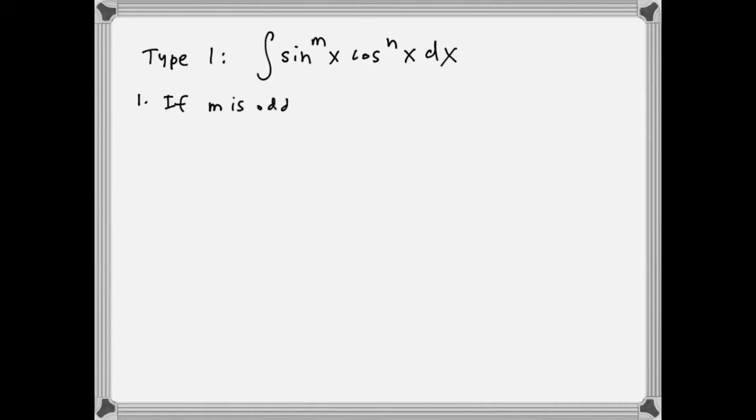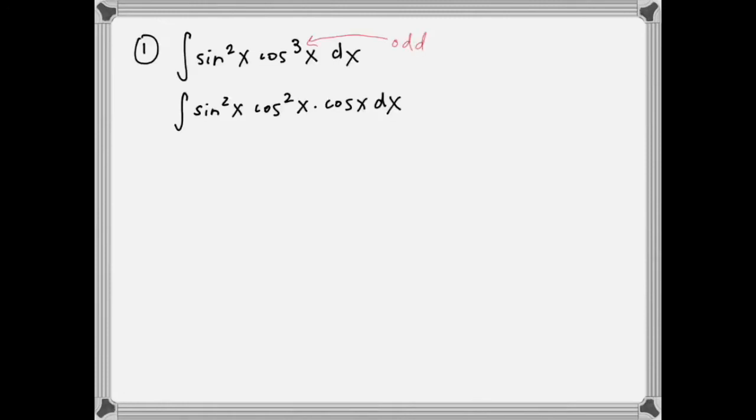m is odd, peel off 1 sine x. So I want to write out the steps here. If m is odd, you peel off 1 sine x. Now let me go back to this problem. What do I do next?